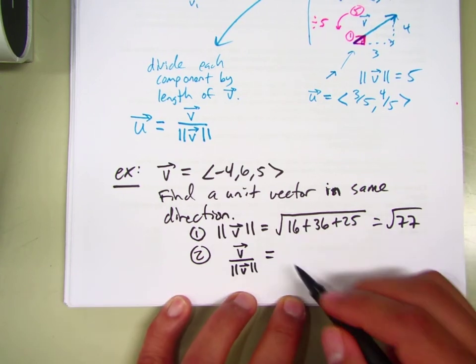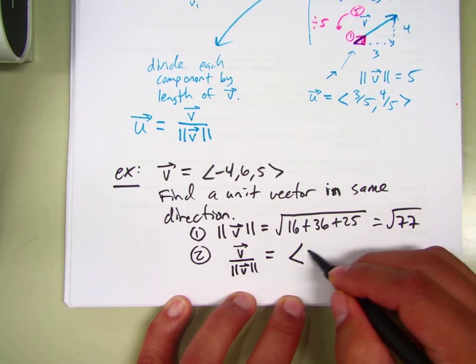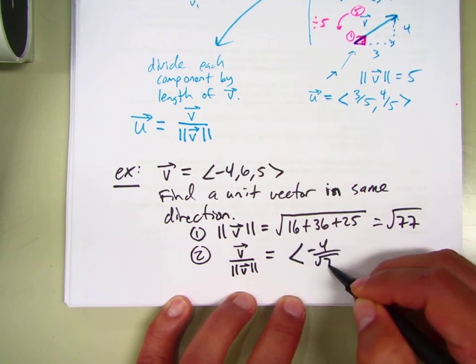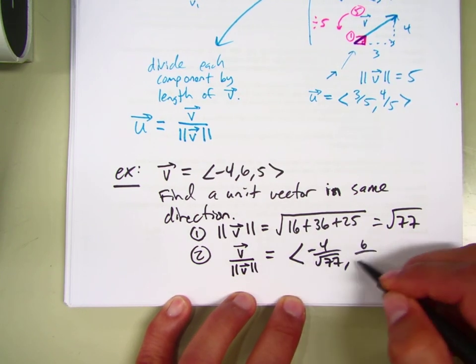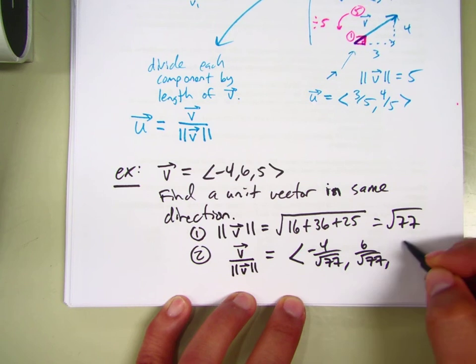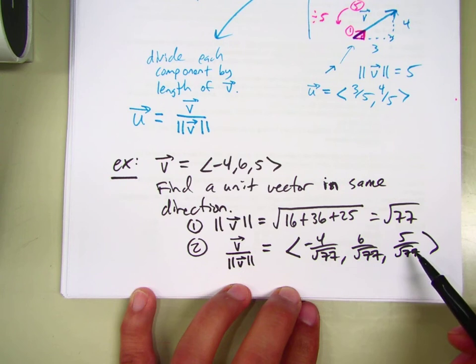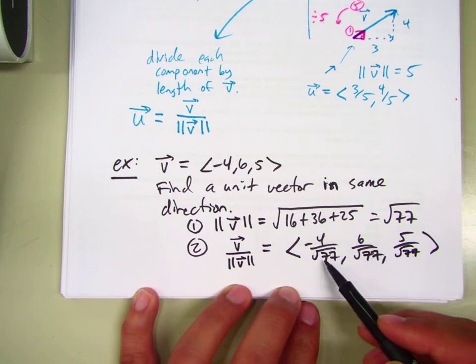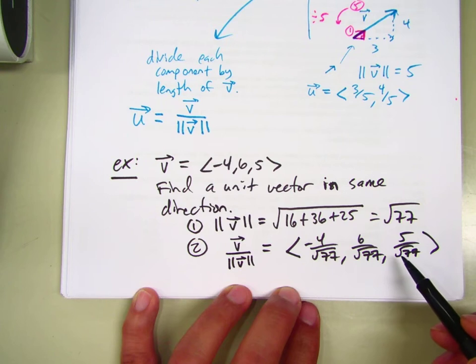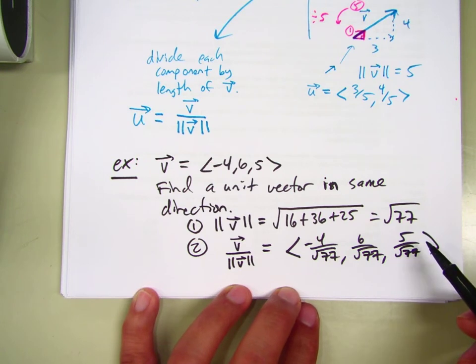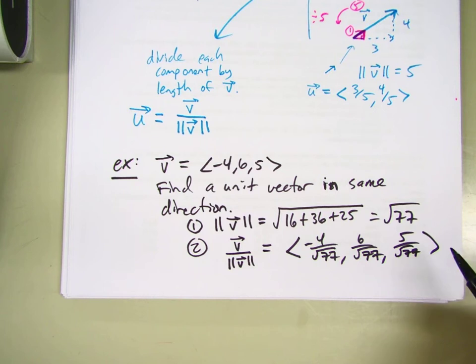Okay? So just take the components, -4, and you divide by root 77. Same thing with 6. Same thing with 5. Okay? And if you do not believe that these three components give us a unit vector that is 1 in length, you could verify by squaring this component, squaring the second one, squaring the third component, adding them all up. You'll get 1, and certainly the square root of 1 is 1. So the length here will check out.